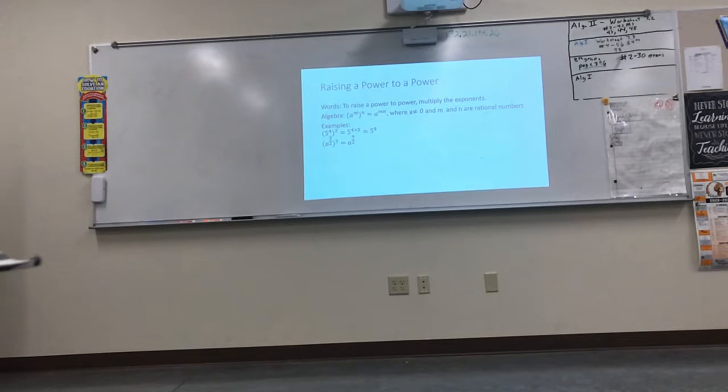So, algebra. (a^m)^n equals a^(m times n). You just multiply those together, where a is not 0 and m and n are rational numbers. Examples. We have (5^4)^2. That means you can take your exponents and multiply them. So you take 4 times 2, which you would get 8. So now you have 5^8.